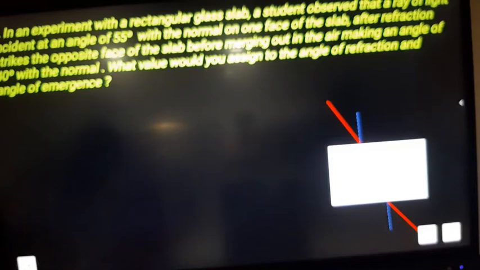So let us see the next question. Here it says that in an experiment with a rectangular glass slab, a student observed that a ray of light incident at an angle of 55 degrees with the normal on one face of the slab, after refraction, strikes the opposite face of the slab before emerging out in the air, making an angle of 40 degrees with the normal. What value would you assign to the angle of refraction and angle of emergence?